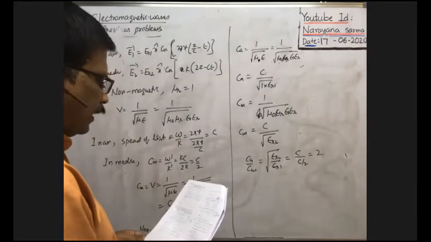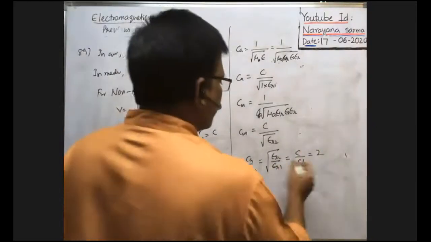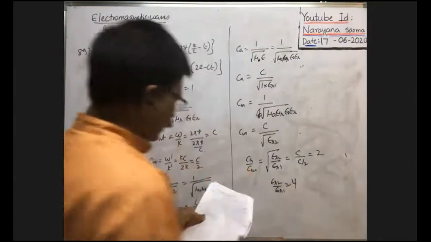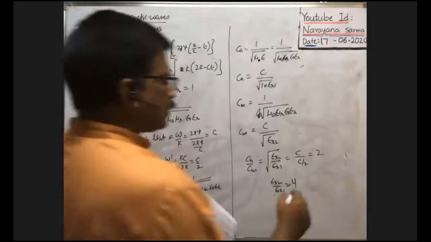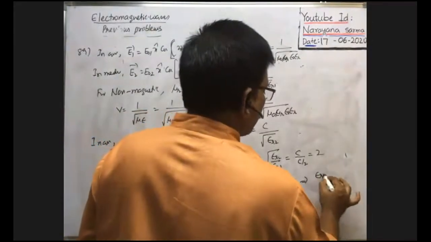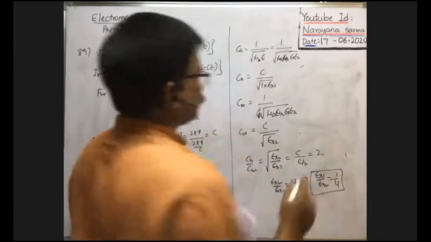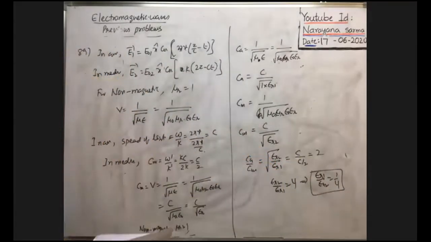So what is the answer here? Square on both sides. Then epsilon r2 by epsilon r1 is equal to 4. Therefore the answer is given like this. That implies epsilon r1 by epsilon r2 is equal to 1 by 4. This is the answer given.